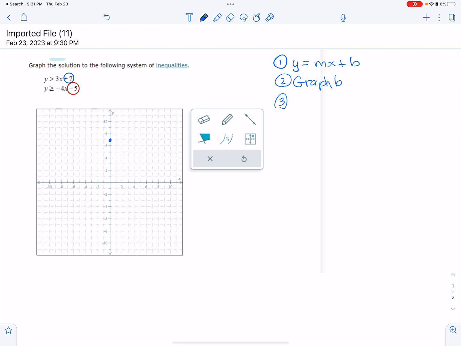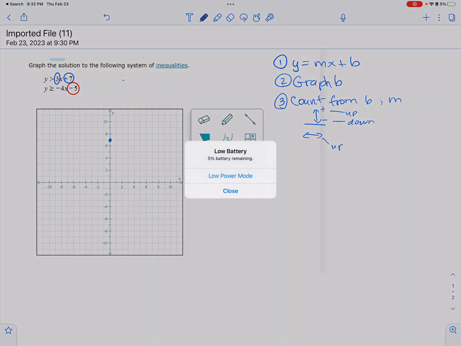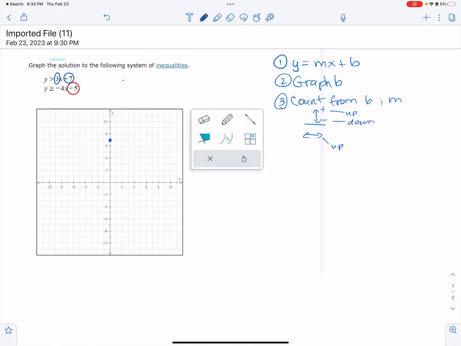The second step, once you graph b, is you're going to count from b your m. So my m is 3, which is always the number in front of the x. If it's a fraction, the numerator tells me to go up and down, and the denominator tells me to go left and right. The numerator, if it's positive, I go up. If it's negative, I go down. Denominator to the right, positive, I go right. Negative, I go left.